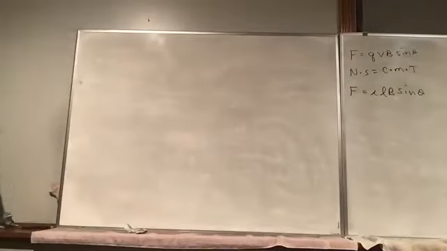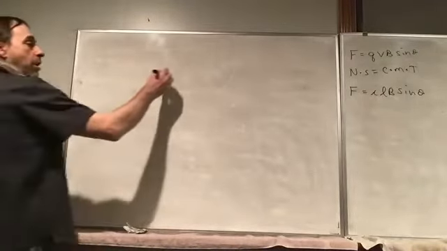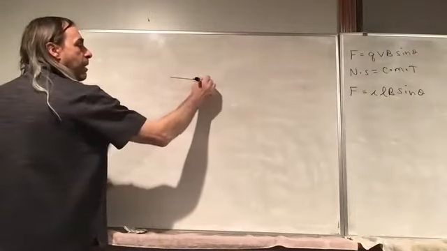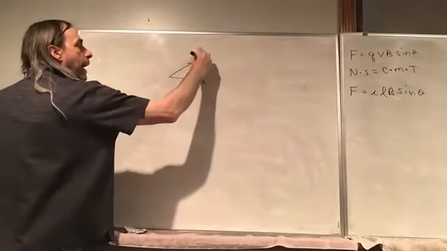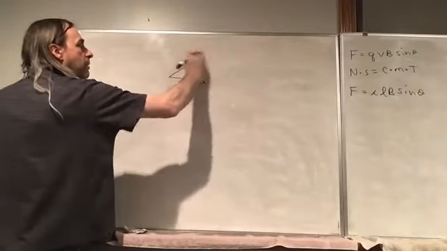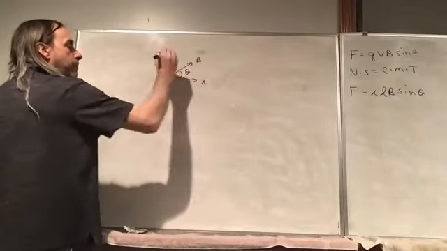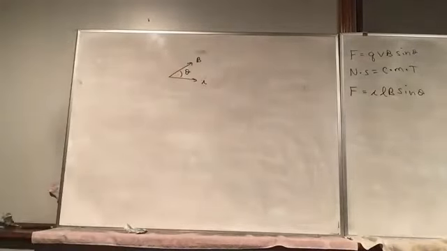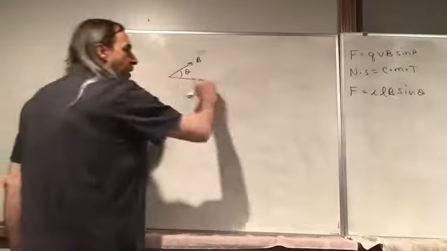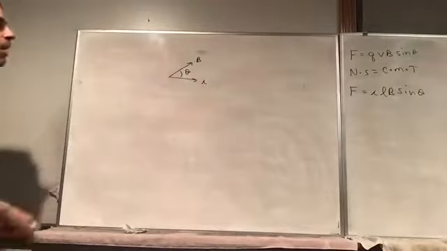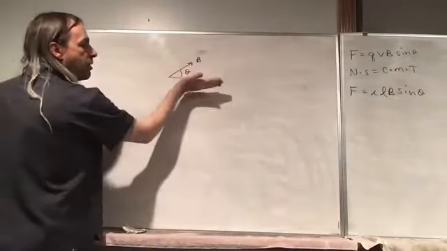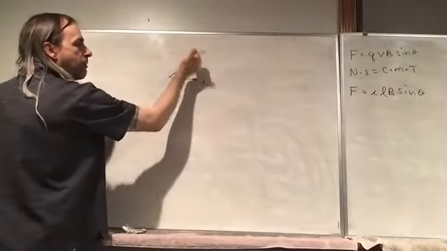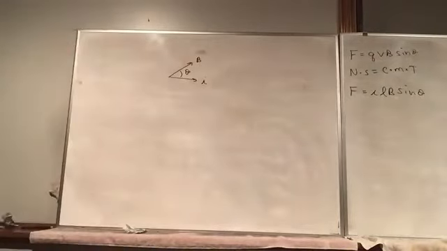We get ILB sine of theta, where theta is the angle between the current and the magnetic field. Just draw them like that. And again, for the direction of the force, picture the current as positive charges moving in the direction of the current. So we'd use the right-hand rule again. Put your fingers in the direction of the current, curl towards the magnetic field. So in this case, the force on this wire would be out of the board.